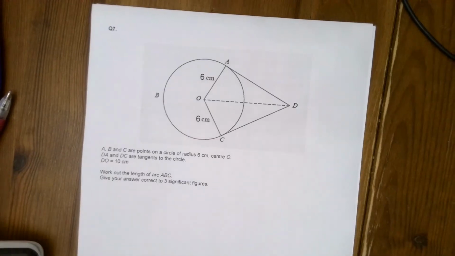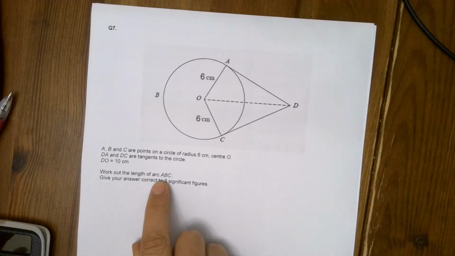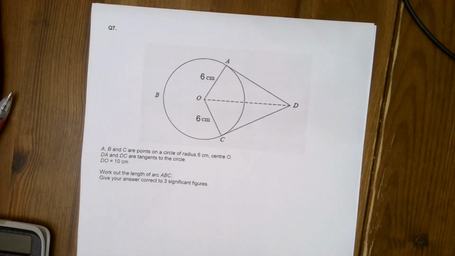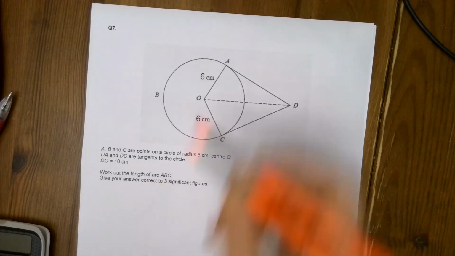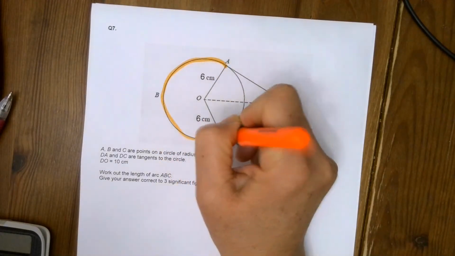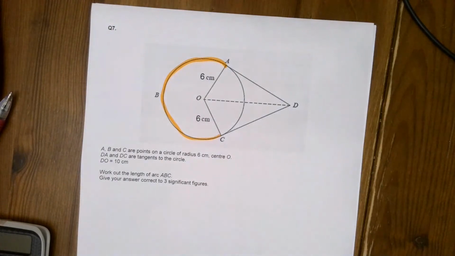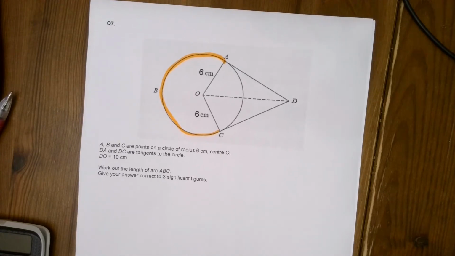Okay, question 7 is not a circle theorem question. It's to do with finding arc length. So the first thing you're asked to find is the arc length ABC. So you're asked to find this length here, this part of the circle. You do need to find an angle, so it's still partly circle theorems, that's why it's in the test, but it's more to do with finding the arc length.